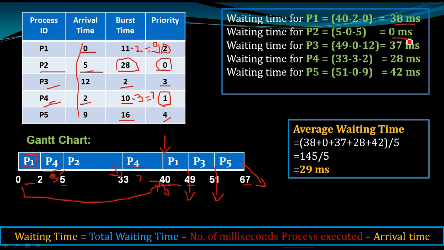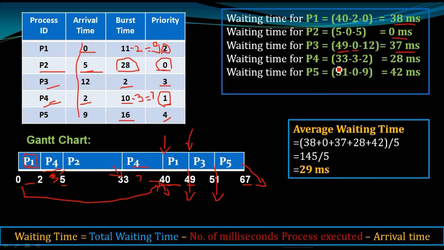Next, the P3 process. So 49 is the total waiting period. So how long is it waiting? It is entering at 49th millisecond. So for P3, 49 minus 0, what is 0? 0 is the number of milliseconds the process executed. So it has not executed before 49 millisecond. There was no execution of the P3 process. So the number of milliseconds executed is 0. The arrival time is 12, right? So 49 minus 12 is 37, the waiting time.